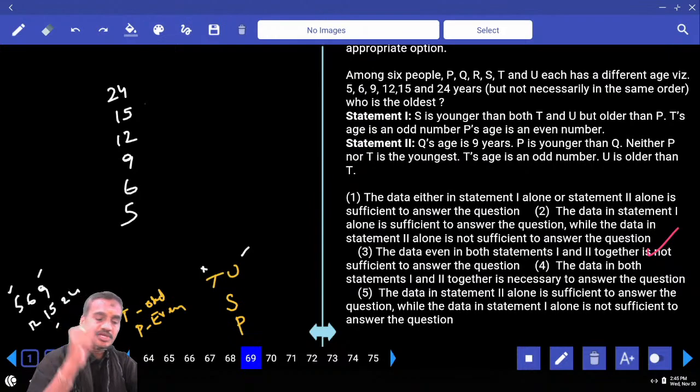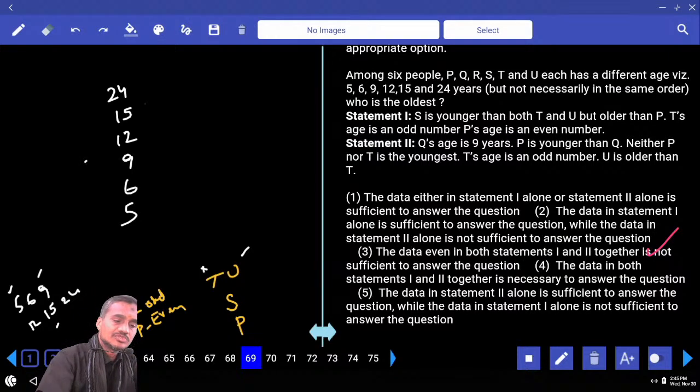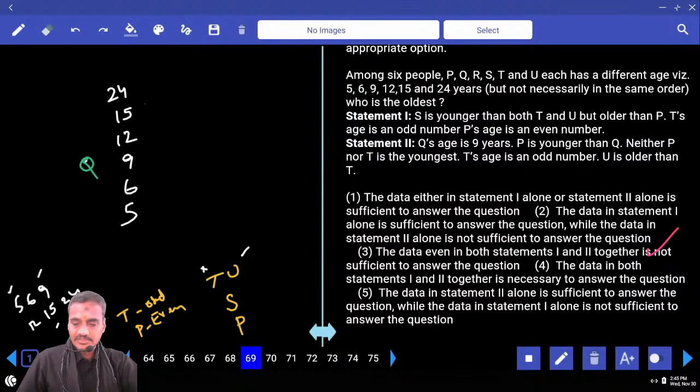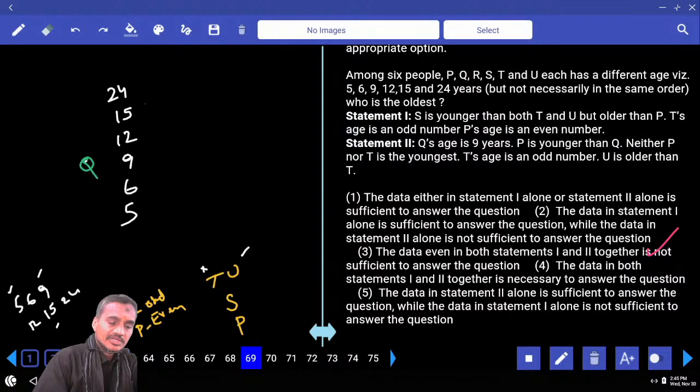And Q's age is 9 years. Now Q is here. Q's age is 9 years. P is younger than Q. And neither P nor T is the youngest. Hence P is here because neither P nor T is the youngest.